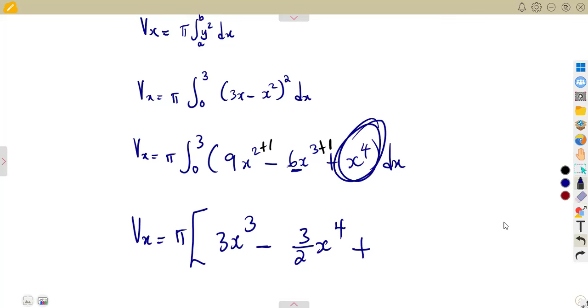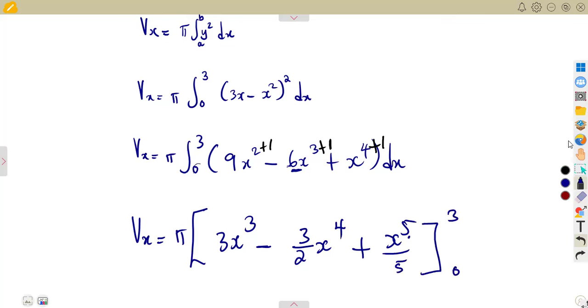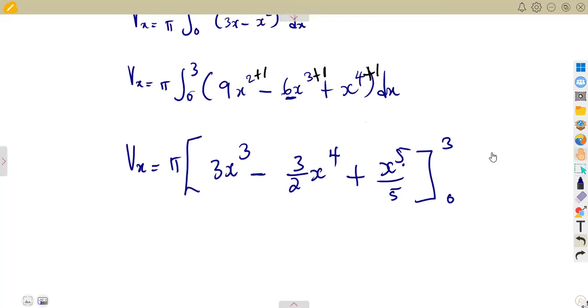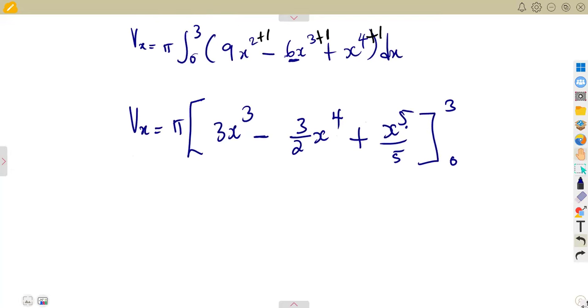All right, this one is just a single term. Let's add 1 on our exponent. So that will be x to the exponent of 5. We divide by the new exponent, which is 5, with our limits from 0 to 3. That is what we have. So meaning we have our volume, upper limit minus lower limit concept, guys. That one is not going to change.